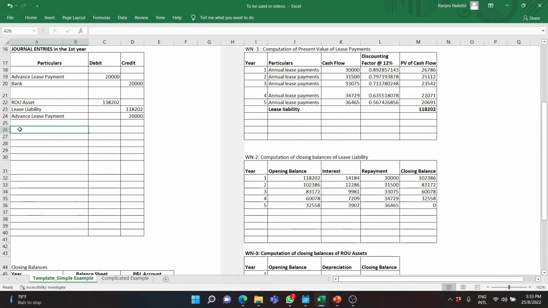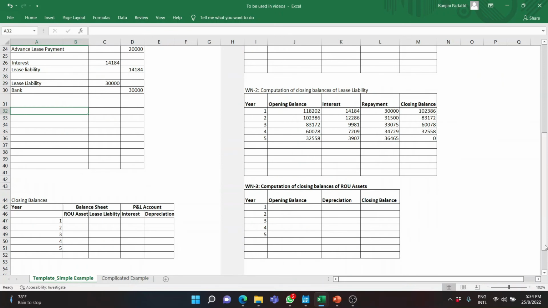Over here, let's pass the entry. So there is an interest accrual. The interest, you pick it up from here in the first year. There is a repayment, the debit, 30,000, credit also 30,000. The entry that is to be passed is the depreciation on the asset.